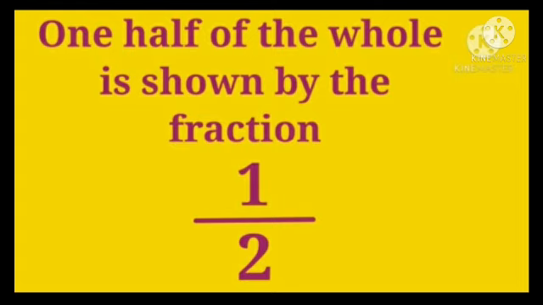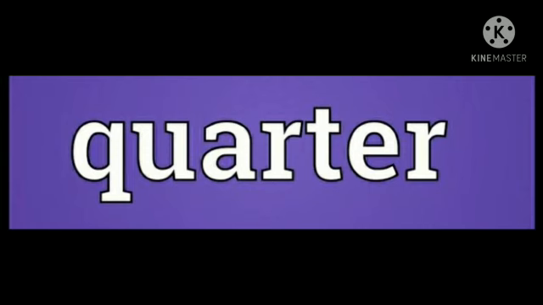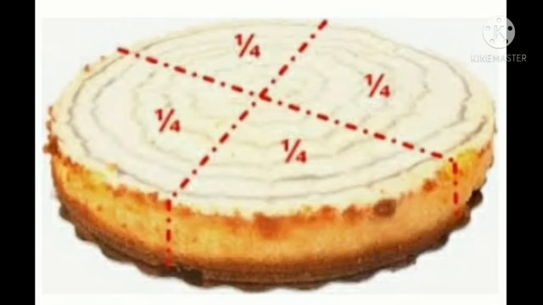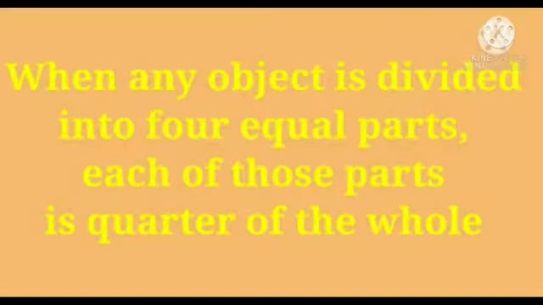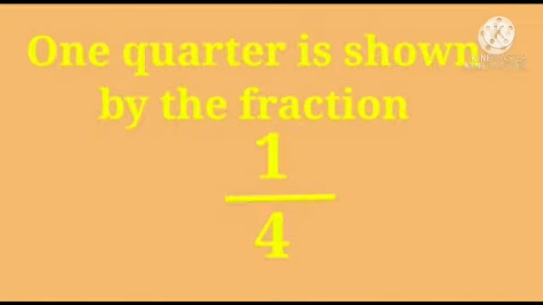Now students, we will move on to the next, that is quarter. One cake has to be divided equally between 4 people. When it is divided into 4 equal parts and one part is given to each person, each share is a quarter of the whole cake. When any object is divided into 4 equal parts, each of those parts is a quarter of the whole. 1 quarter is shown by the fraction 1 upon 4.